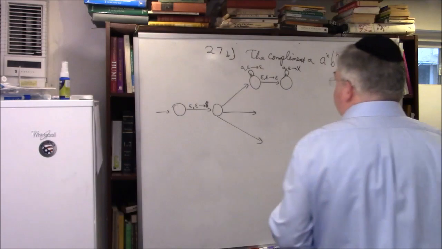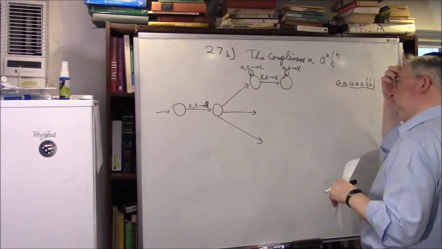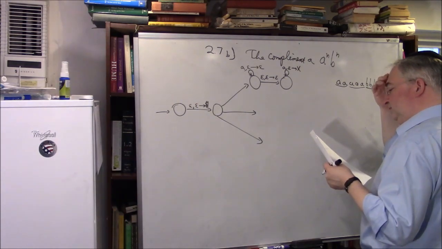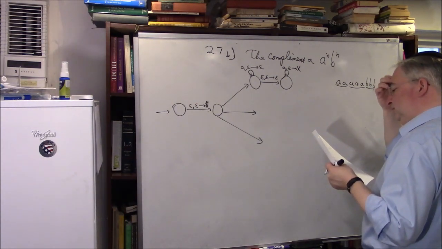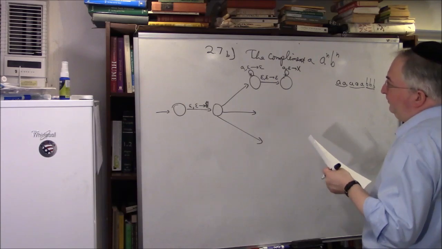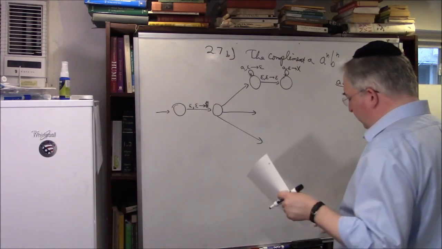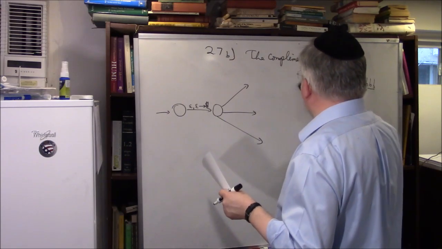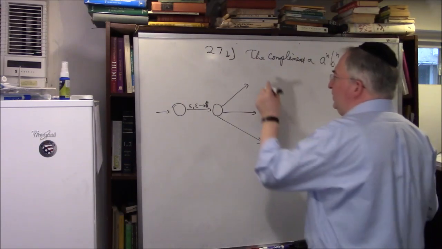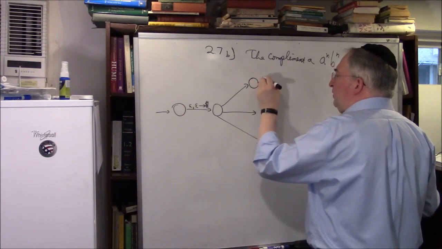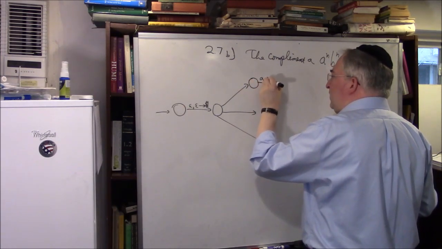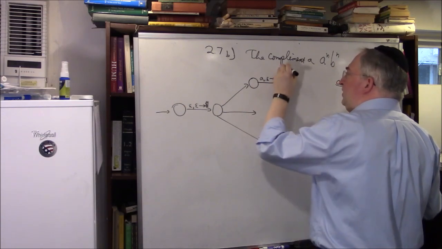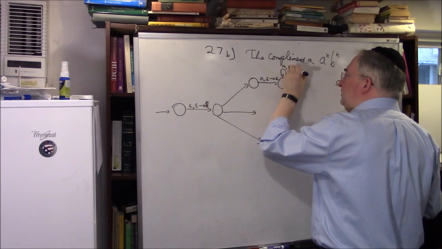The main point is this is wrong. Okay, because I need at least one. So I want A, comma, epsilon, epsilon. Then I need as many as I want. A, epsilon, epsilon.